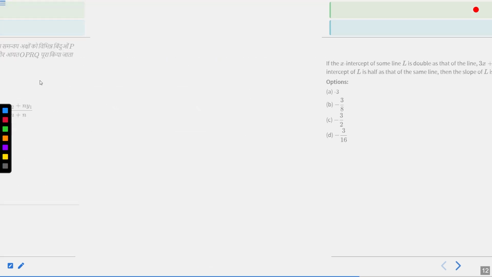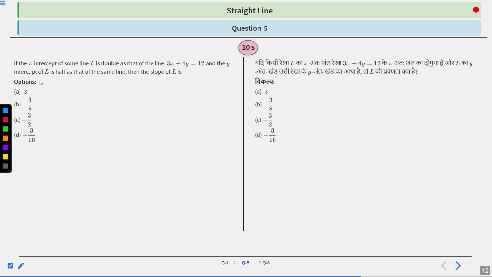Question number 5 says, if the x-intercept of some line L is double that of the line 3x plus 4y is equal to 12, and the y-intercept of L is half of the same line, then the slope of L is. So we are given a line, right? And we have to calculate another line for which the x-intercept is double that of this line, and the y-intercept is half that of this line, right?